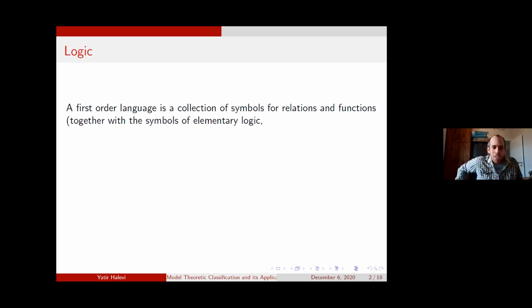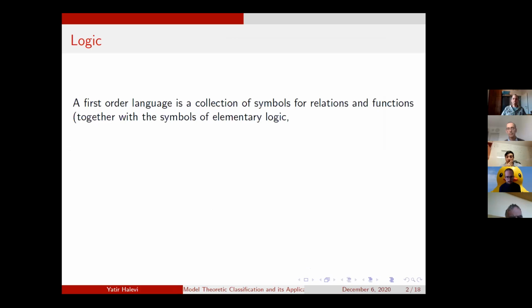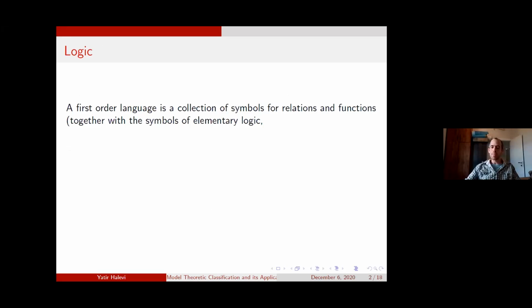A first order language is a collection of symbols for relations and functions. Relations are any relations on the structure itself, on the set itself, and functions, we know what functions are, together with the symbols of elementary logic. What I mean by that is equality, exists, for all, conjunction, disjunction, and negation. Let's see some examples.